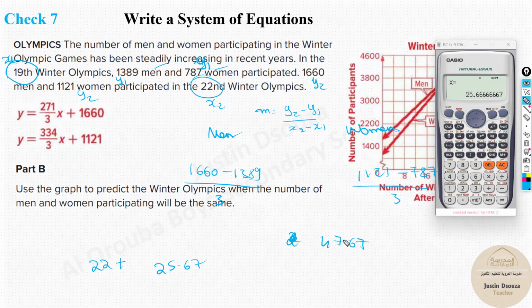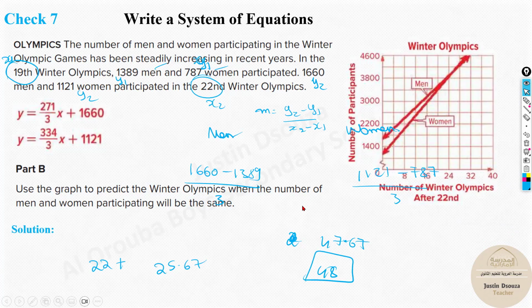You can't take it as a fraction, it's Olympics. It should be a whole number. So the nearest whole number is the 48th Olympics. So from the graph, we can approximate it is during the 48th Winter Olympics that both men and women will be at the equal rate. Now, this is approximate, this might be true, but it's not exactly true. It might vary because of various factors.